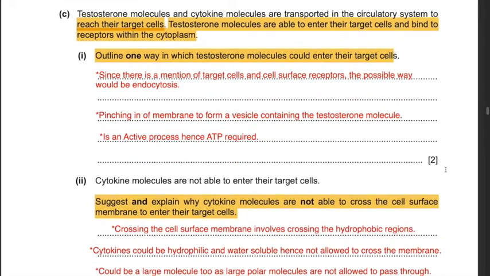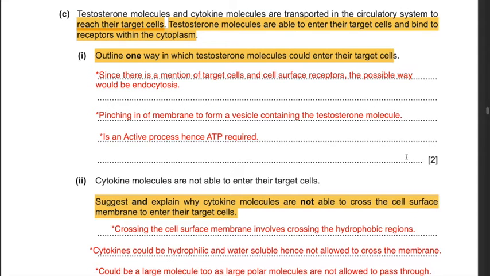Part C. Testosterone molecules and cytokine molecules are transported in the circulatory system to reach their target cells. Testosterone molecules are able to enter their target cells and bind to receptors within the cytoplasm. Outline one way in which testosterone molecules could enter their target cells. Key parts of this question are target cells and receptors present within the cytoplasm. Since there is a mention of target cells and receptors, the possible way would be endocytosis.